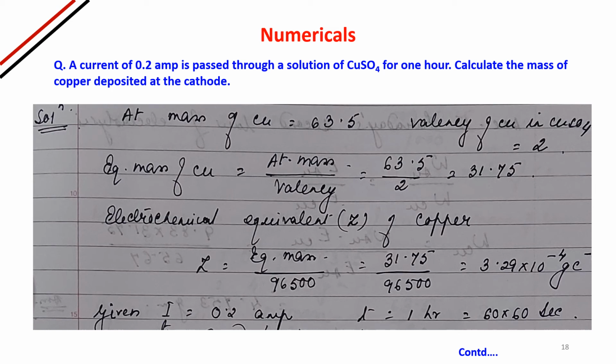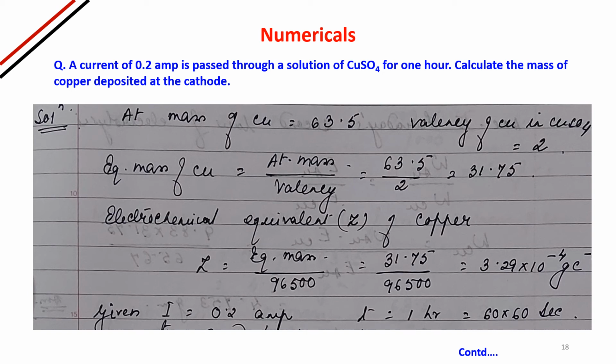And you know that the formula is W is equal to ZIT. I is given, that is 0.2 ampere. T is given, 1 hour, but you don't know the value of Z. To find out the value of Z, the formula of Z is equal to equivalent mass by 96500. So for that, you have to first find out the equivalent mass of copper because it's a copper sulfate solution. How to find out the equivalent mass of copper? Equivalent mass of copper is equal to atomic mass by valency. You can find out in that way.